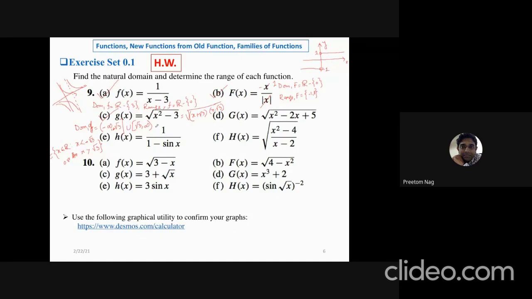What will be the range for this? 0 to infinity. Right, without any doubt, because this is a square root term. Whatever the value of x is, this should always be 0 to infinity. And for the domain, the sign should be less than or equal to, right? Yes, you're right.